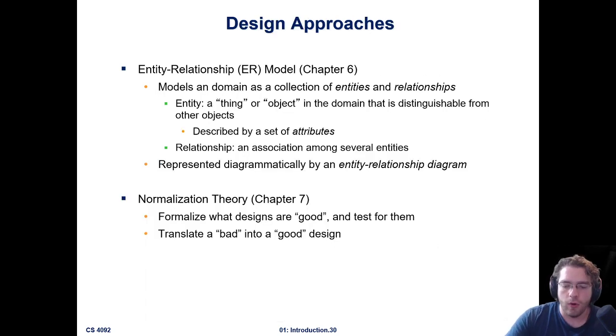Okay. Cool. So a few design approaches to help reduce this is something we saw earlier called the entity relationship model. So this is going to be a domain, again, as I said earlier, entities and relationships. As we saw a bit before, an entity is a thing or an object that is distinguishable from other objects with its own set of attributes, and it's going to be related to some certain other entities that we have. So an ER relationship. There's this other idea that we'll look at a bit later called normalization theory. So formalize what designs are good, test for them, translate a bad into a good design.